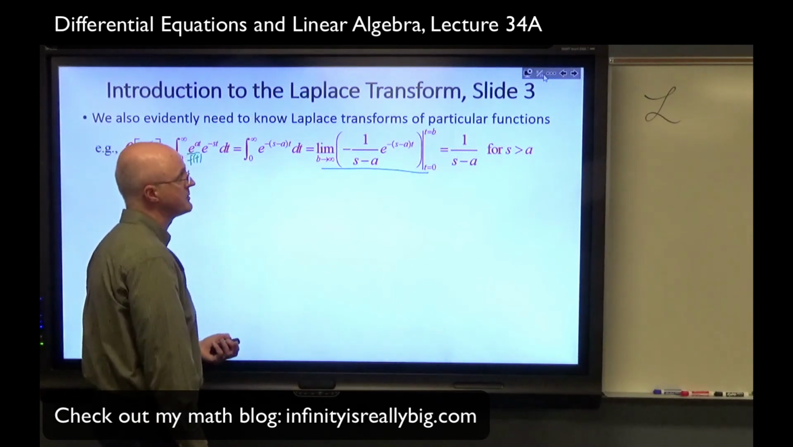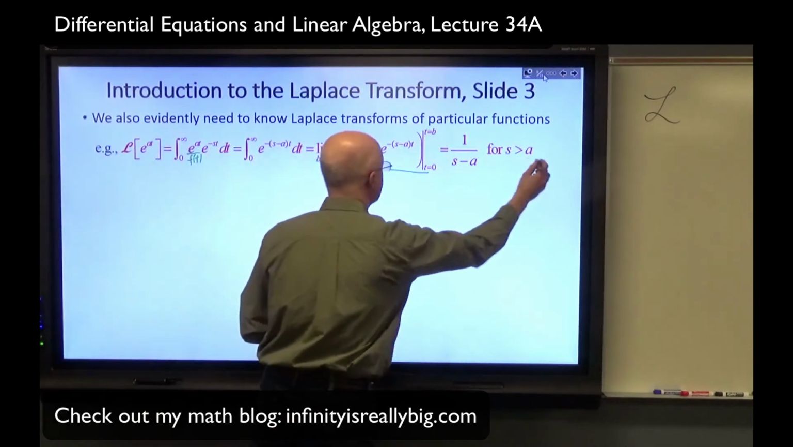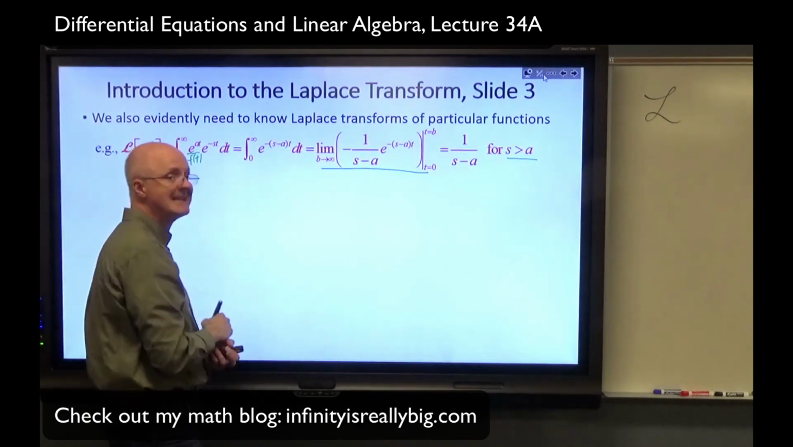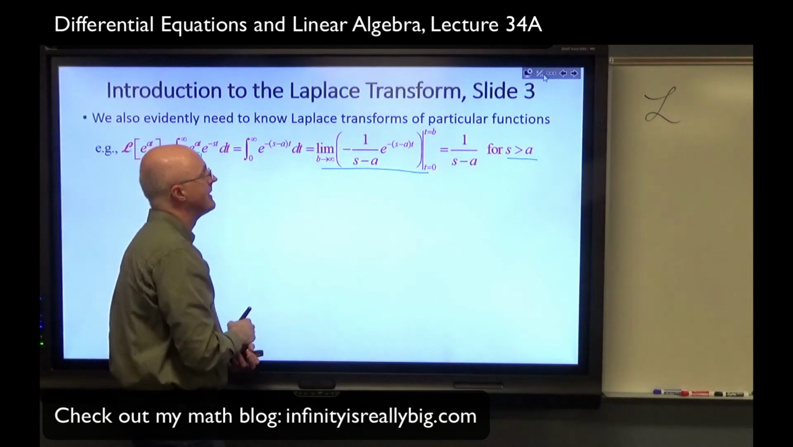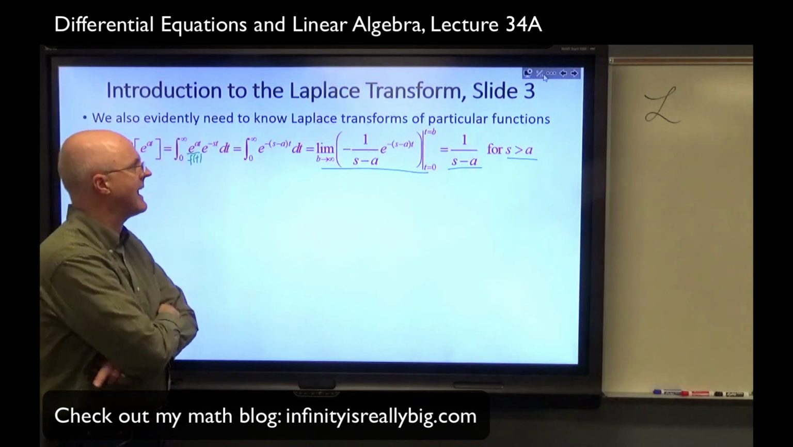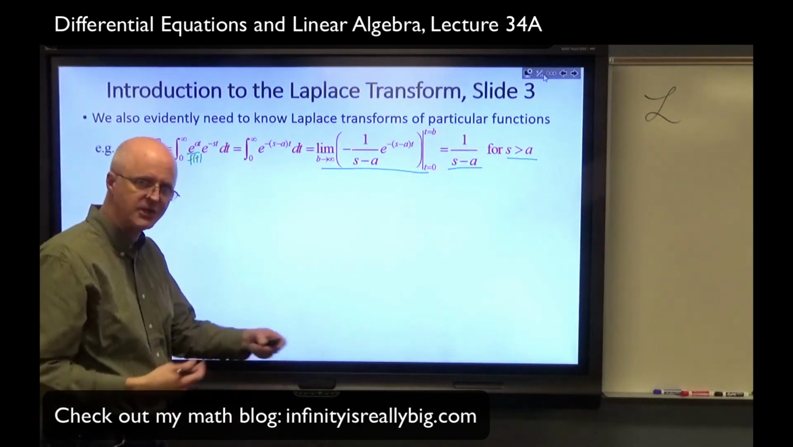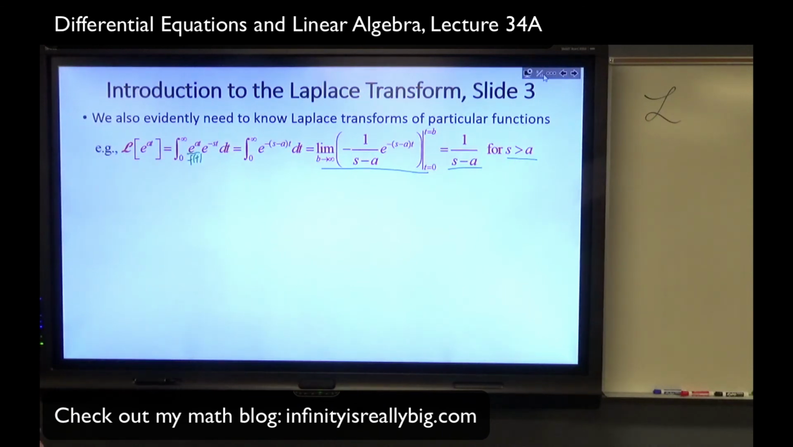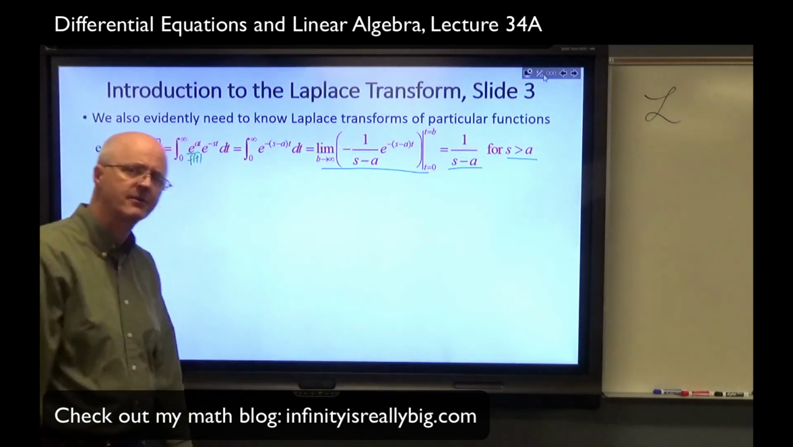Taking the limit as b goes to infinity, the limit will exist when s is bigger than a, so that s minus a is positive and negative of s minus a is negative. And it will equal, you can check, 1 over s minus a, as long as s is bigger than a. Now we can change our perspective and think of that as a function of s. This is going to be good to know, because it's going to help us solve our differential equation.